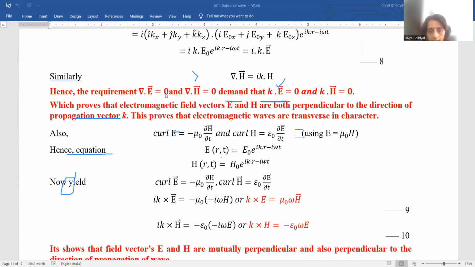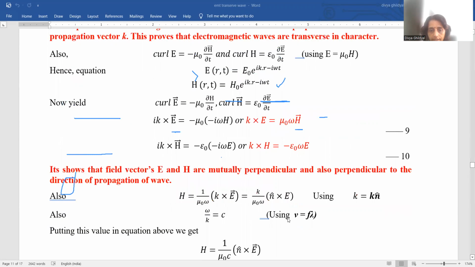The requirement that del dot E becomes equal to 0 and del dot H becomes equal to 0 demands that k·E equals 0 and k·H equals 0, which proves that the electric field vector and the magnetic field vector both are perpendicular to the direction of wave propagation vector k. This proves that the electromagnetic waves are transverse in nature.